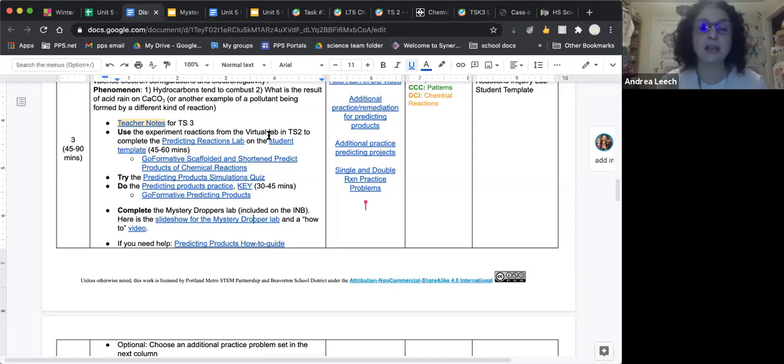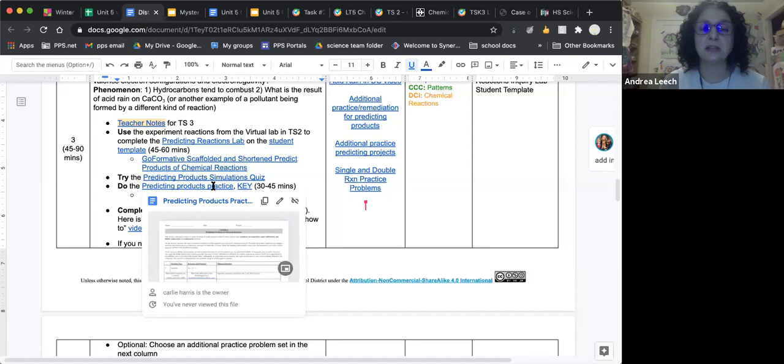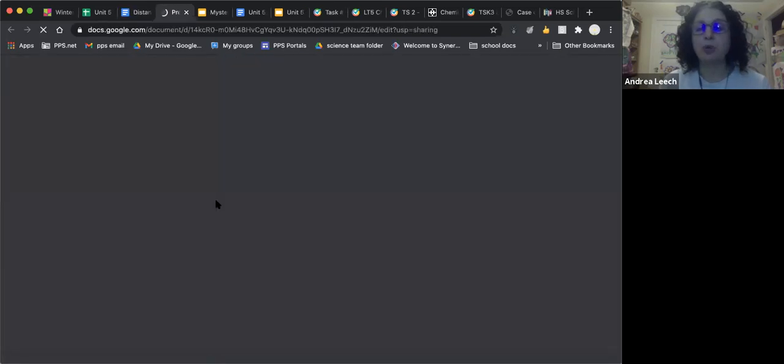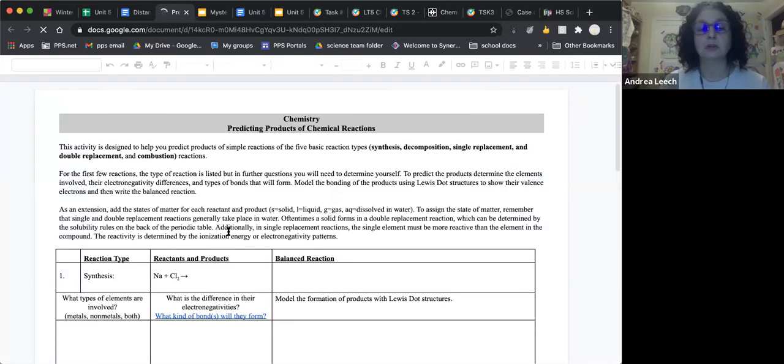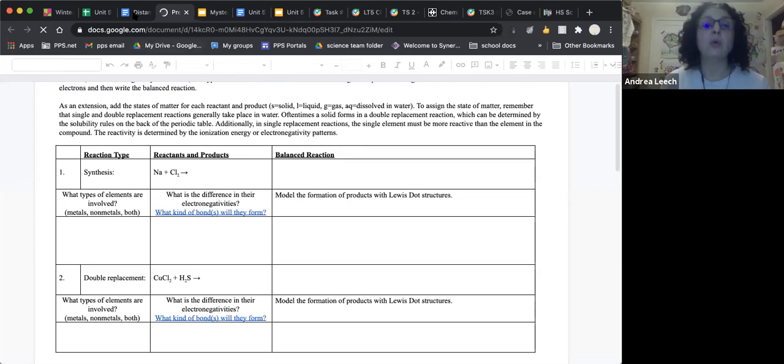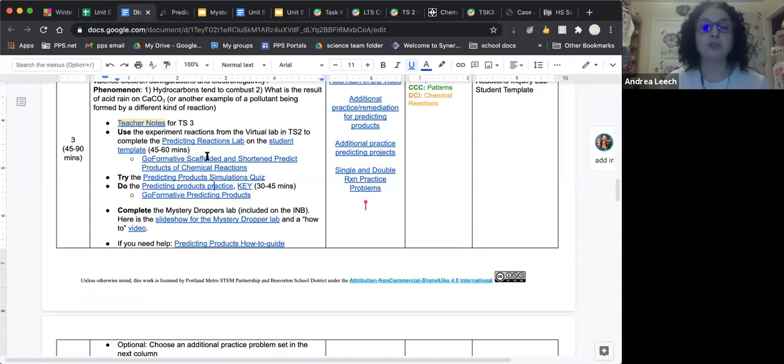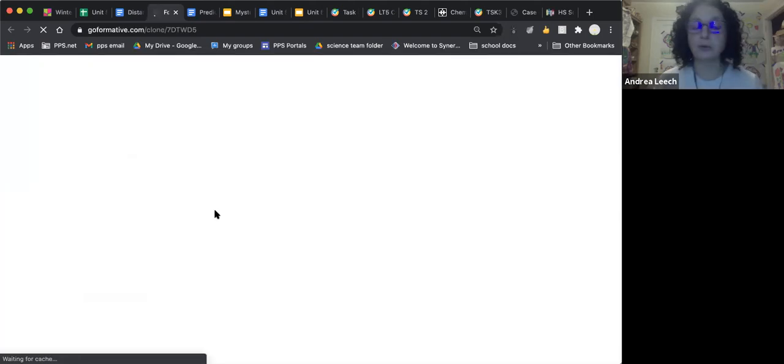I find that those labs are good experiences, but this predicting products practice is a little tricky for students. So there's both a paper version, which I'm showing you right now, that you can have people do, or there's also the Go Formative version, which is what I would recommend for this distance learning, as it's a little easier to manage on a computer without having tabs and things to write things down.